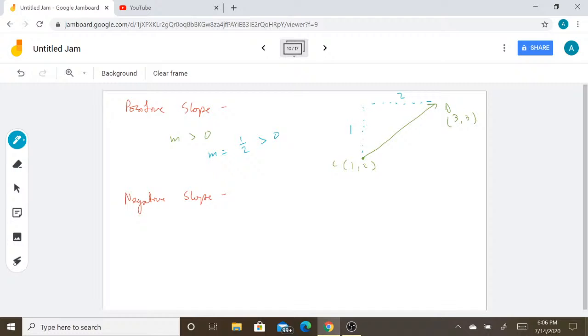A negative slope is the opposite, so the line would actually go from top to bottom, left to right, so it's slanted downwards. If you have the points 2, 3 and 5, 1, we can get that the vertical change is -2 because it's going down, and the horizontal change is 3. And slope is the vertical change over the horizontal change, so it would be -2 over 3, and that's less than 0, so the slope is negative.